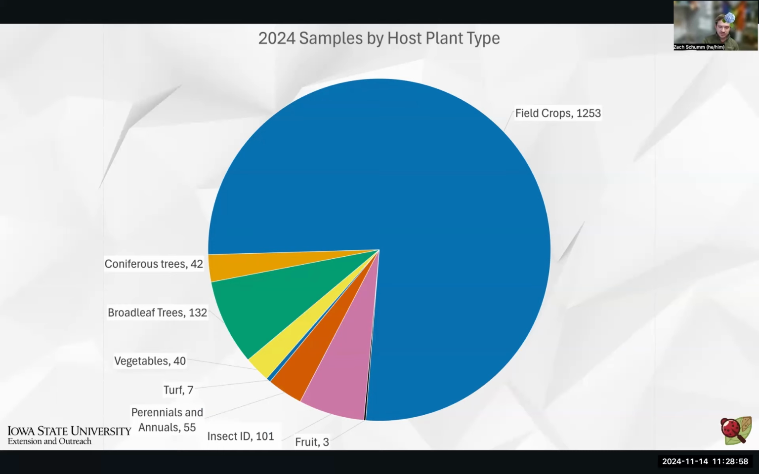We do receive more than just 3 fruit-related samples every year, but a lot of them are looped into other categories. But broadleaf trees generally tends to be the largest host plant type based on all the plant samples that we get. Field crops, again, is a lot of nematode samples, but also a lot of things like corn and soybean samples that come in as well.